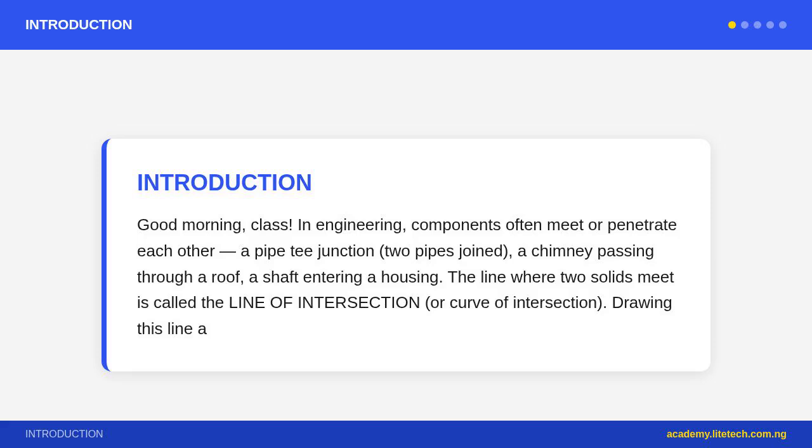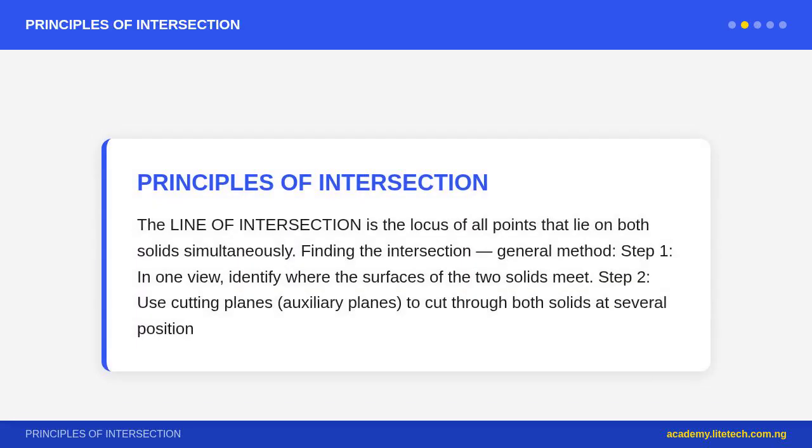Step 3. The intersection points of the lines from each solid at each cutting plane give points on the curve of intersection. Step 4. Connect these points smoothly, for curved surfaces, or with straight lines, for flat surfaces, to get the complete curve of intersection. For two prisms intersecting, the intersection is made up of straight lines, since prism surfaces are flat. For a cylinder intersecting a prism, the intersection involves both straight and curved lines. For two cylinders, the intersection is a smooth curve, often looking like a figure 8 shape in certain views.